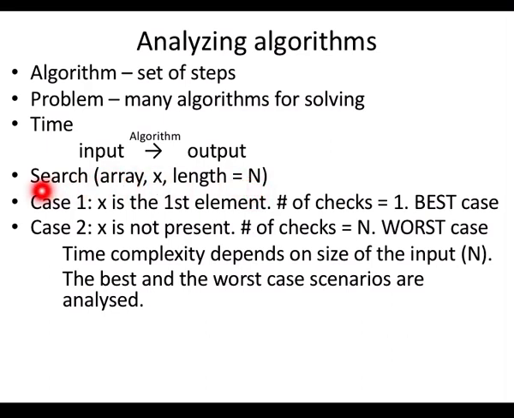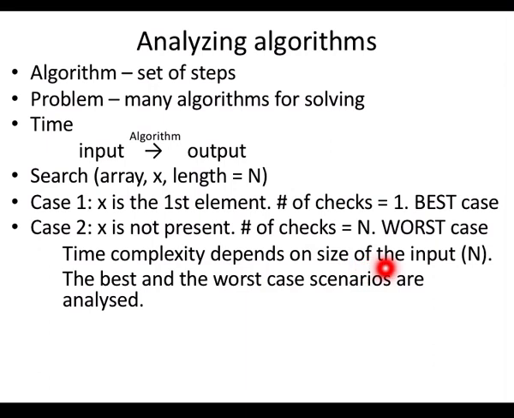Let's have a simple example. We have a search algorithm that performs the search function, and we have an array of length capital N. The array is traversed element by element, searching for the element named x. In case 1, x is the first element, so the number of checks is 1. This is the best case. In case 2, x is not present and the number of checks is capital N, which equals the number of elements in the array. This is the worst case.